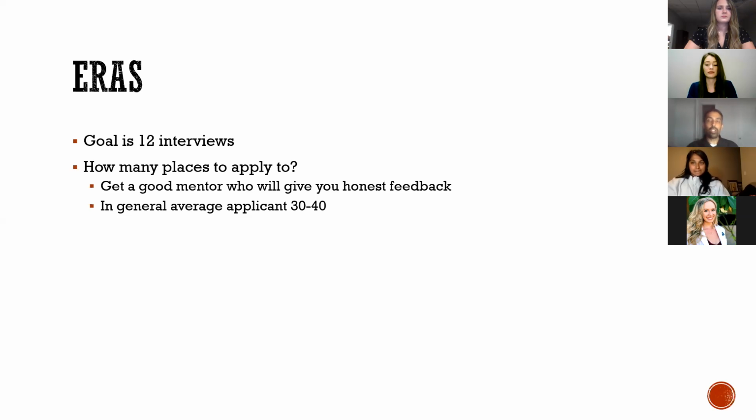But you want a mentor who will give you honest feedback. It's very easy for somebody to say, oh, you're doing great, you'll be fine. But that's not what everybody needs to hear. You want a mentor to be able to tell you the negative things as well and tell you your realistic shot of matching in emergency medicine.